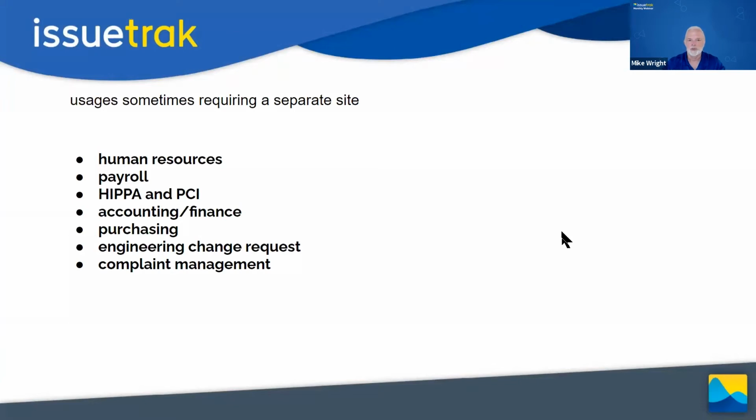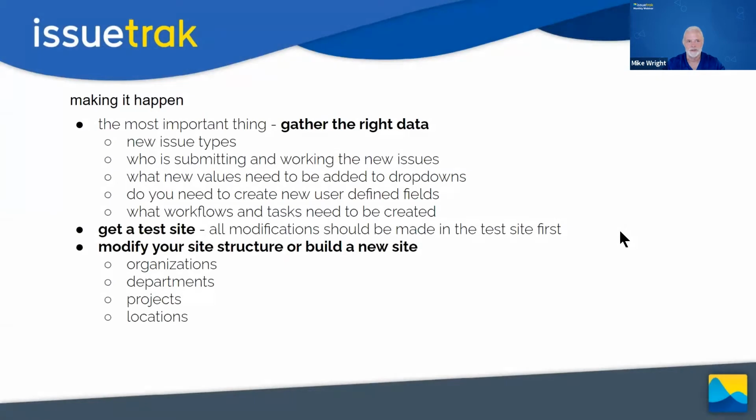So uses sometimes requiring a separate site: human resources, payroll, HIPAA and PCI, accounting, finance. You see accounting and finance is on both lists. Purchasing, engineering, change requests, complaint management. Sometimes because of security, we might need to do that or access to it.